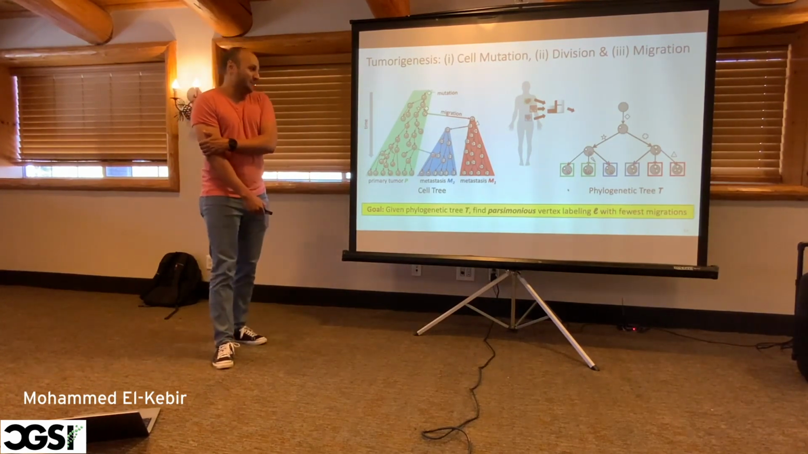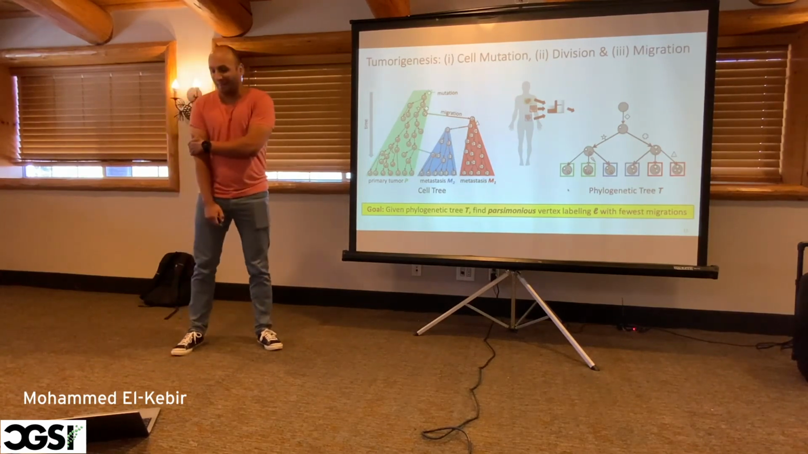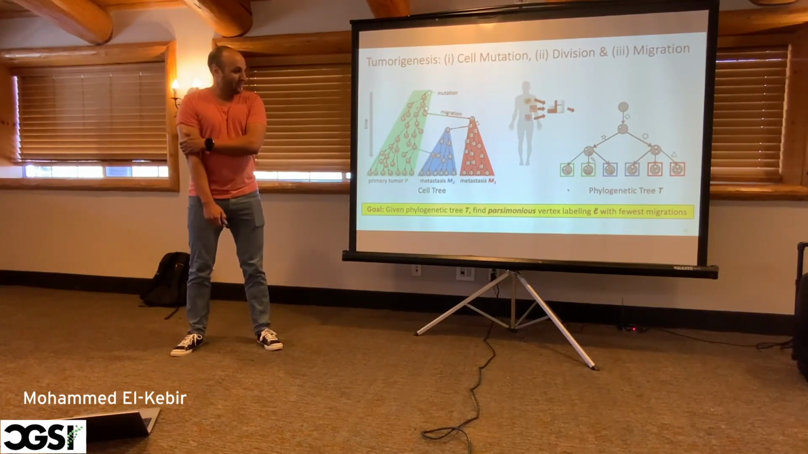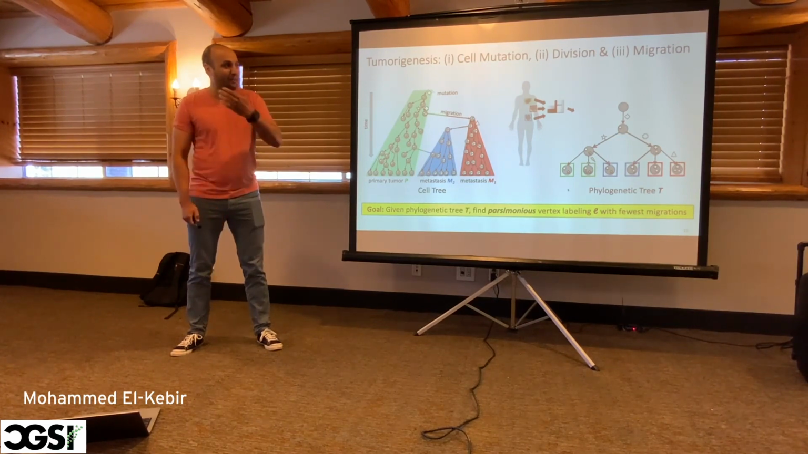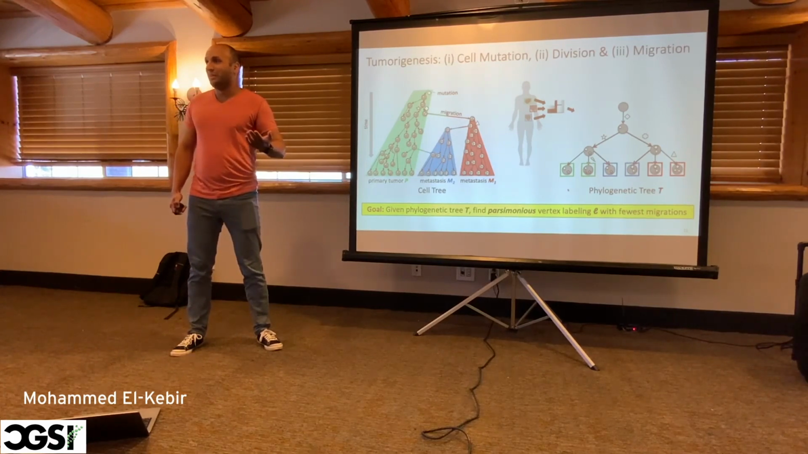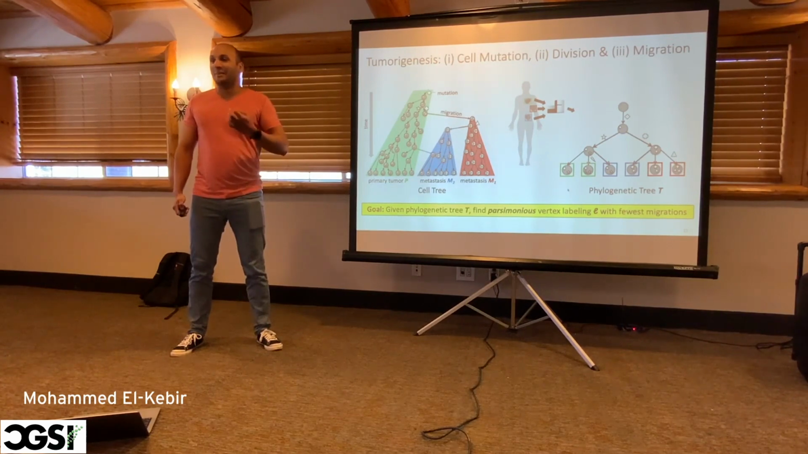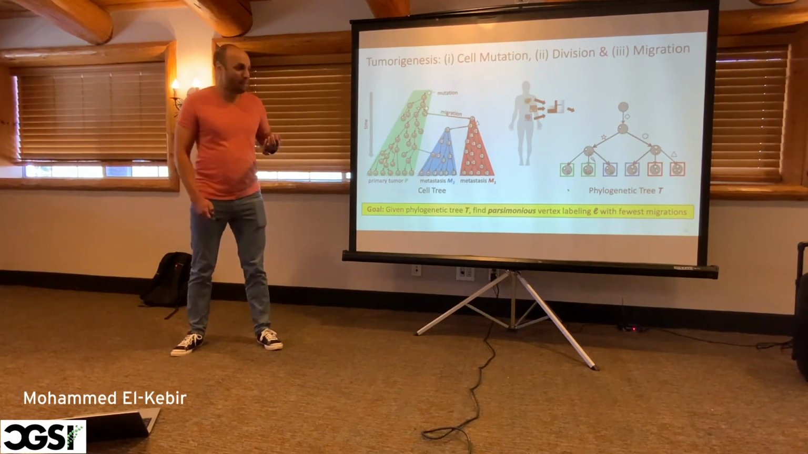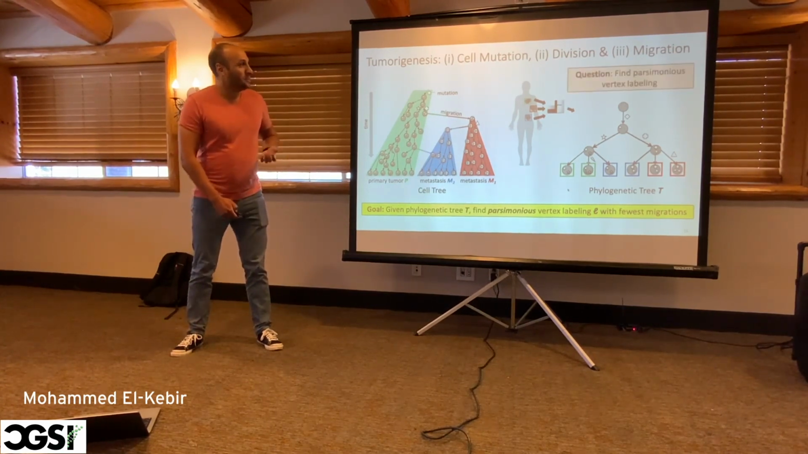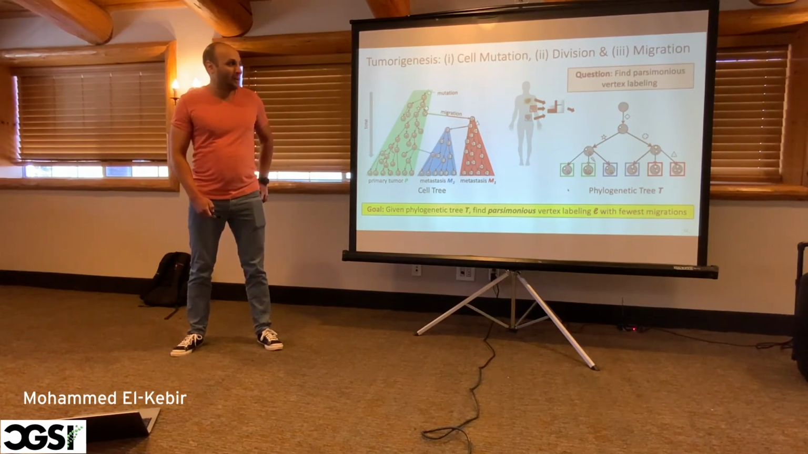One idea is we could try to find a labeling of the internal nodes that minimizes the number of migrations. So what does this actually mean? The underlying idea is that migration is a rare event. So the number of migrations that happened has to be as small as possible. This is what we call parsimony, okay? So we want to find a parsimonious vertex labeling.